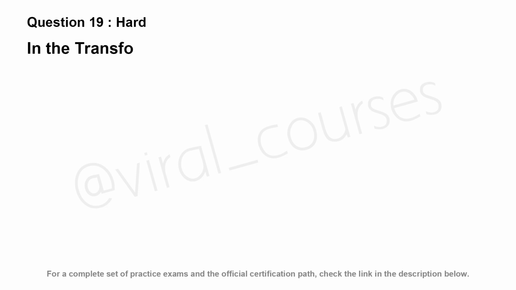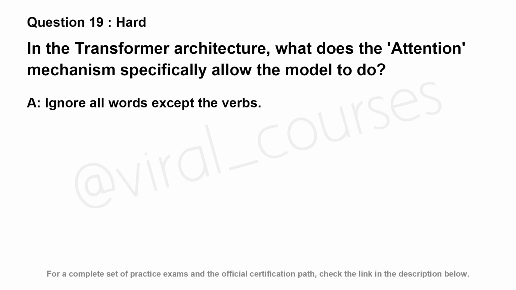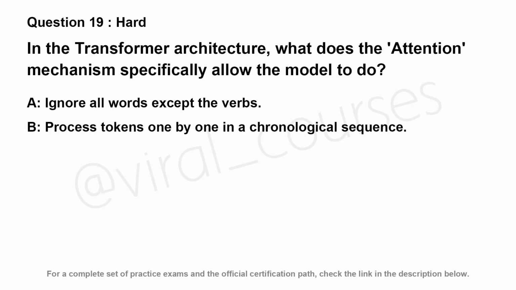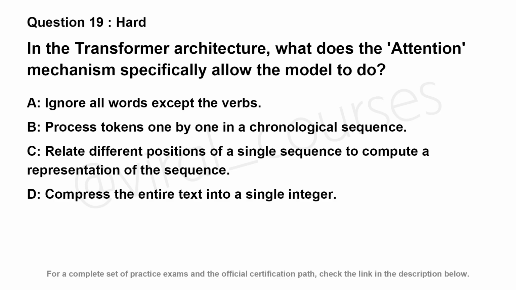In the transformer architecture, what does the attention mechanism specifically allow the model to do? Option A, ignore all words except the verbs. Option B, process tokens one by one in a chronological sequence. Option C, relate different positions of a single sequence to compute a representation of the sequence. Option D, compress the entire text into a single integer.